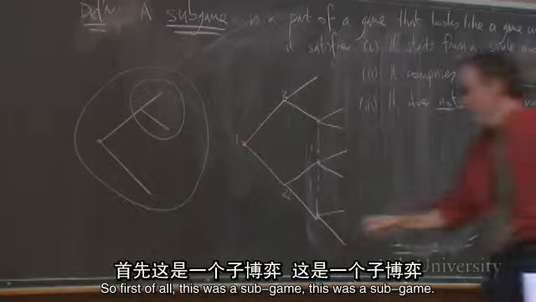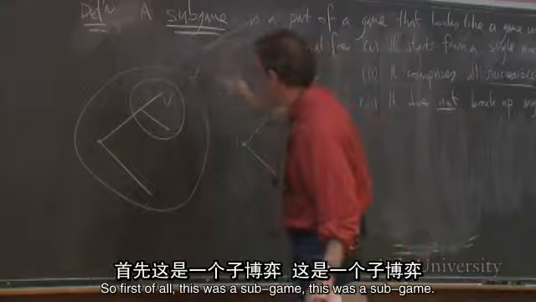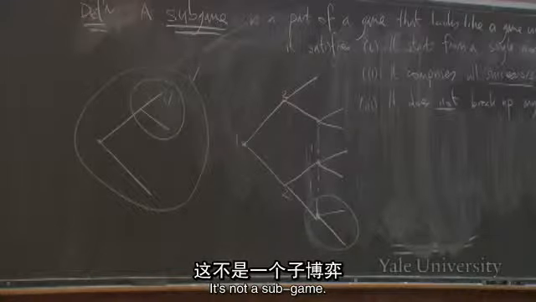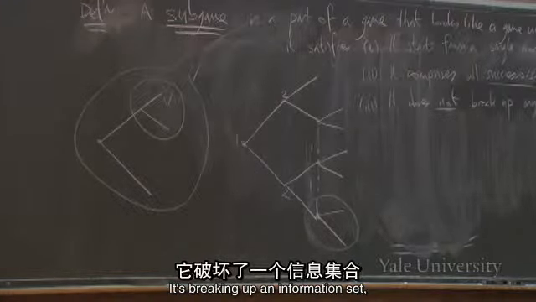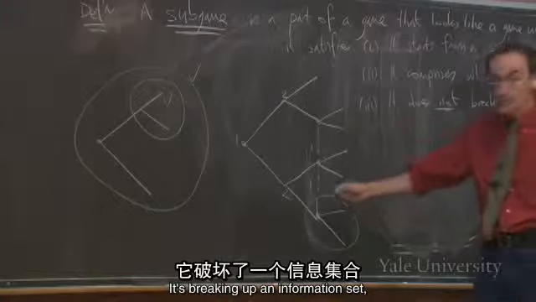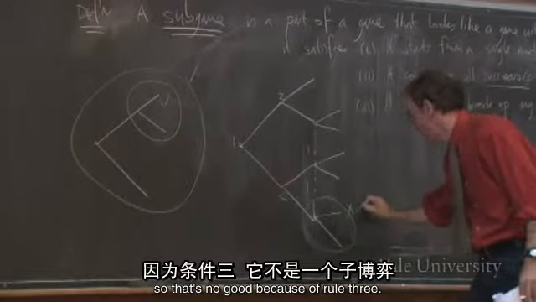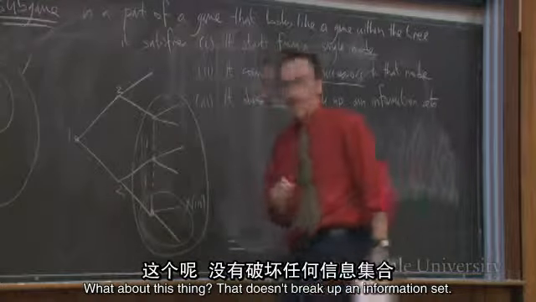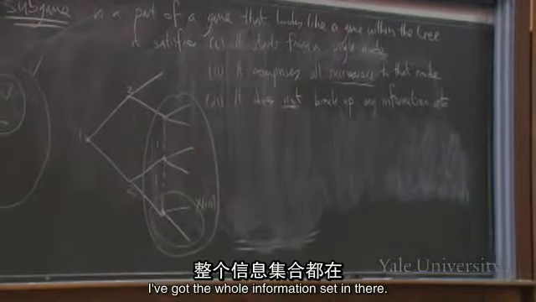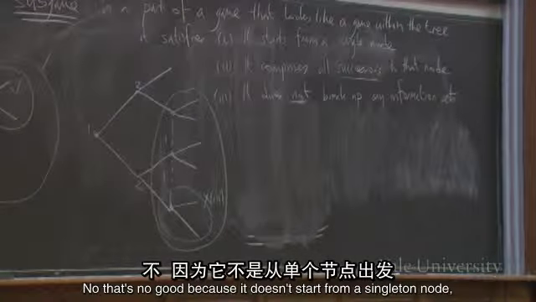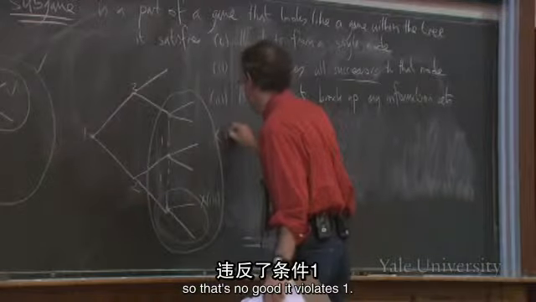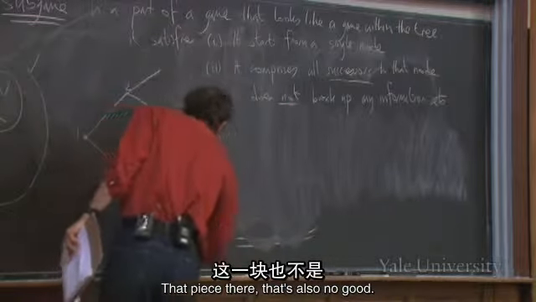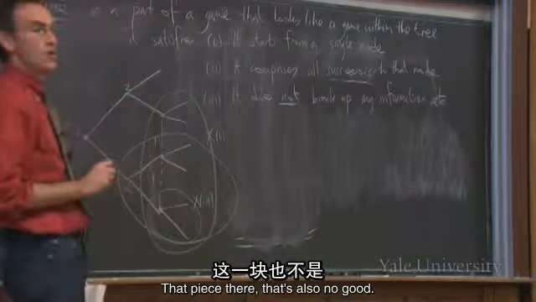So first of all, this was a subgame and this was a subgame. What about this thing here? Is that a subgame? It's not a subgame. What rule does it break? It's breaking up an information set. So that's no good because of rule three. What about this thing? That doesn't break up an information set. I've got the whole information set in there. Is that any good? No, that's no good because it doesn't start from a singleton node. It violates one. And if we look at that piece there, that's also no good. Why is that no good?